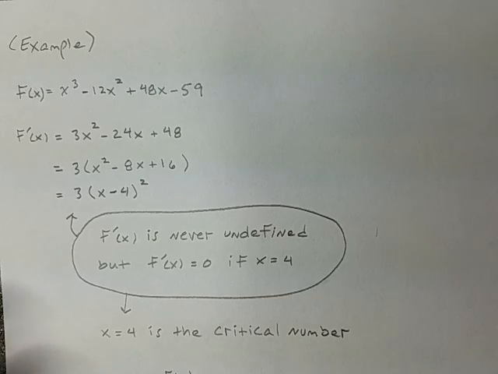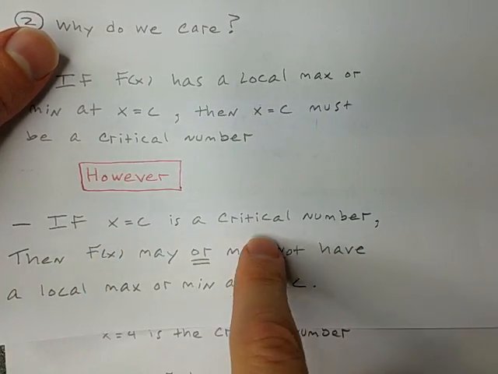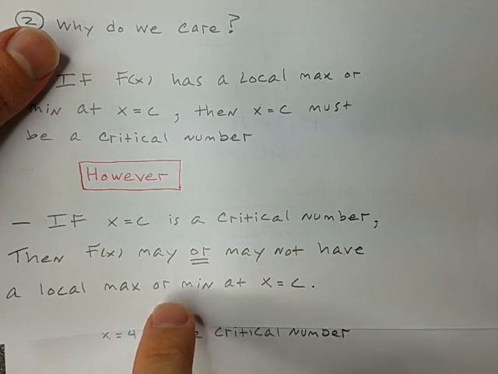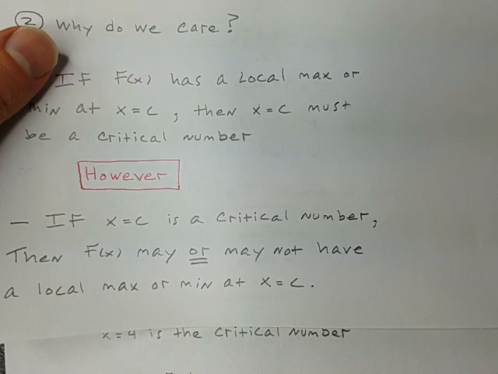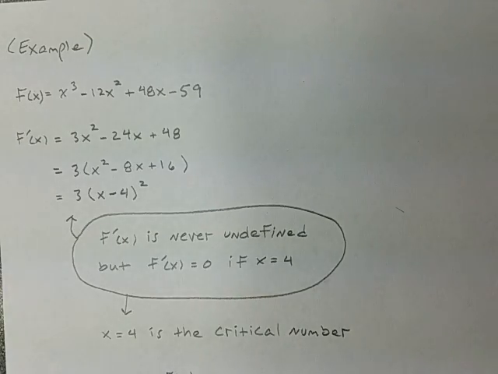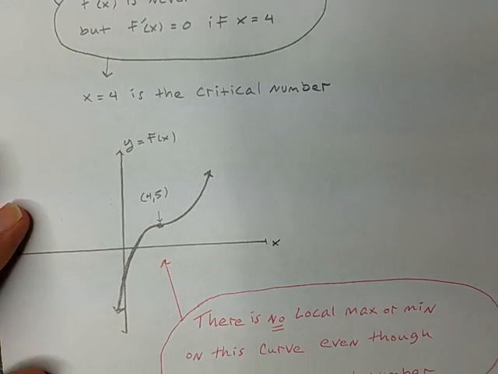One thing I was just telling you is that just because you have a critical number doesn't mean that there's going to be a local max or min there. There may or may not be a local max or min. Let's see how it works out this way. Here's the graph of that curve.